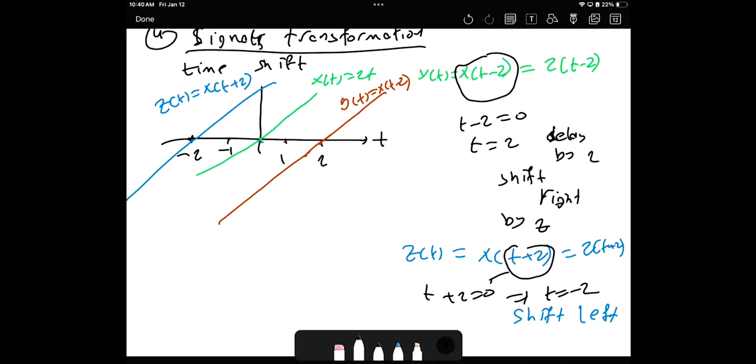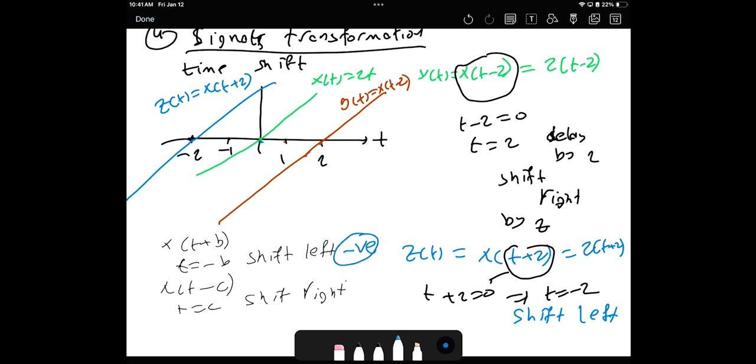So in general, when you have any x of t plus b, then it will be t equal minus b, means shift left. If you have x of t minus c, therefore t will be c, which is positive, therefore shift right. So shift left if it is negative, shift right if it is positive. That's it. Okay? Is this clear?